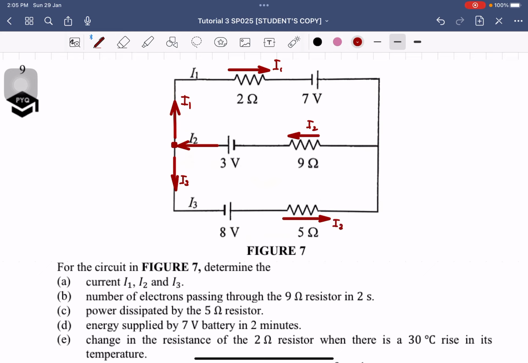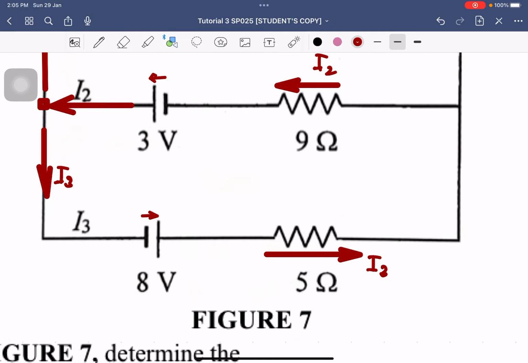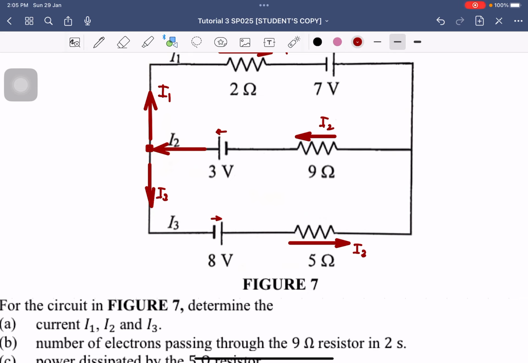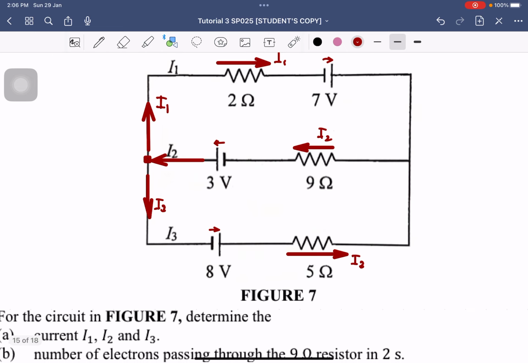After that, I would draw the direction of the EMF. So it's going to be from the negative to the positive terminal, and then this one as well, and this one here. After drawing the direction of the EMF, we can designate a direction of the loop. For the first loop, I'm going to follow the 7 volt direction, which is going to be clockwise. So let's draw a square here just to show the direction of the loop.